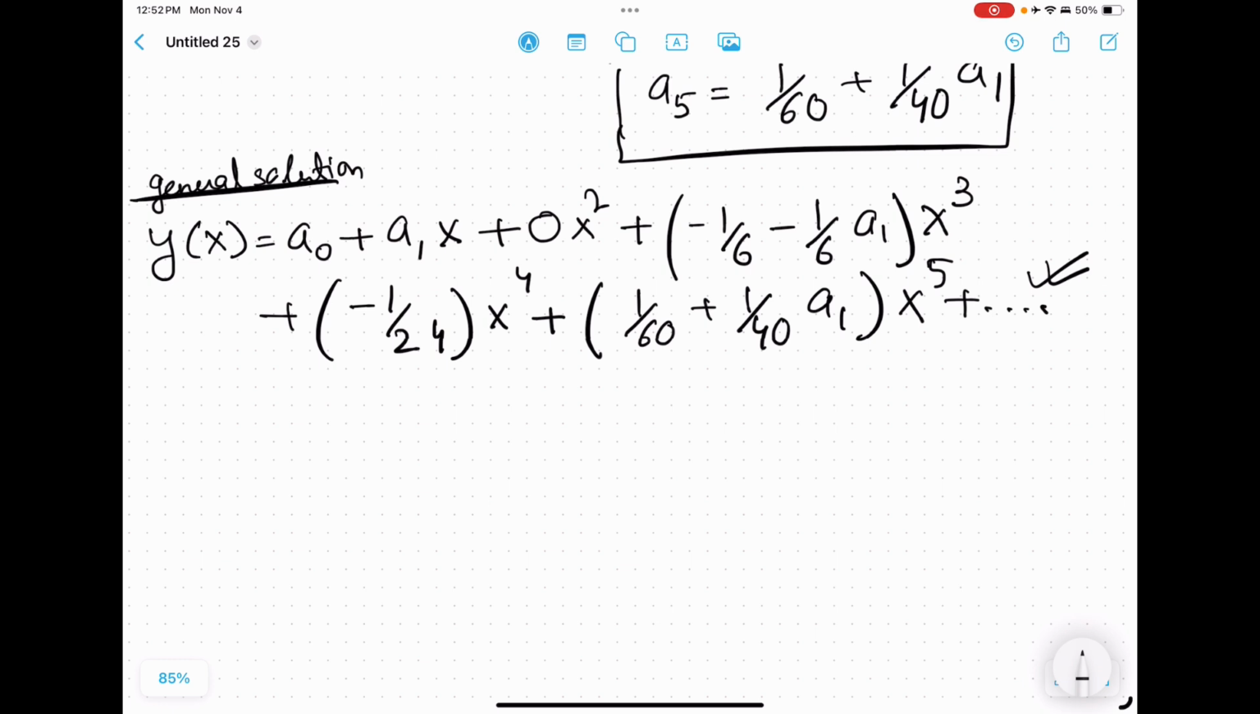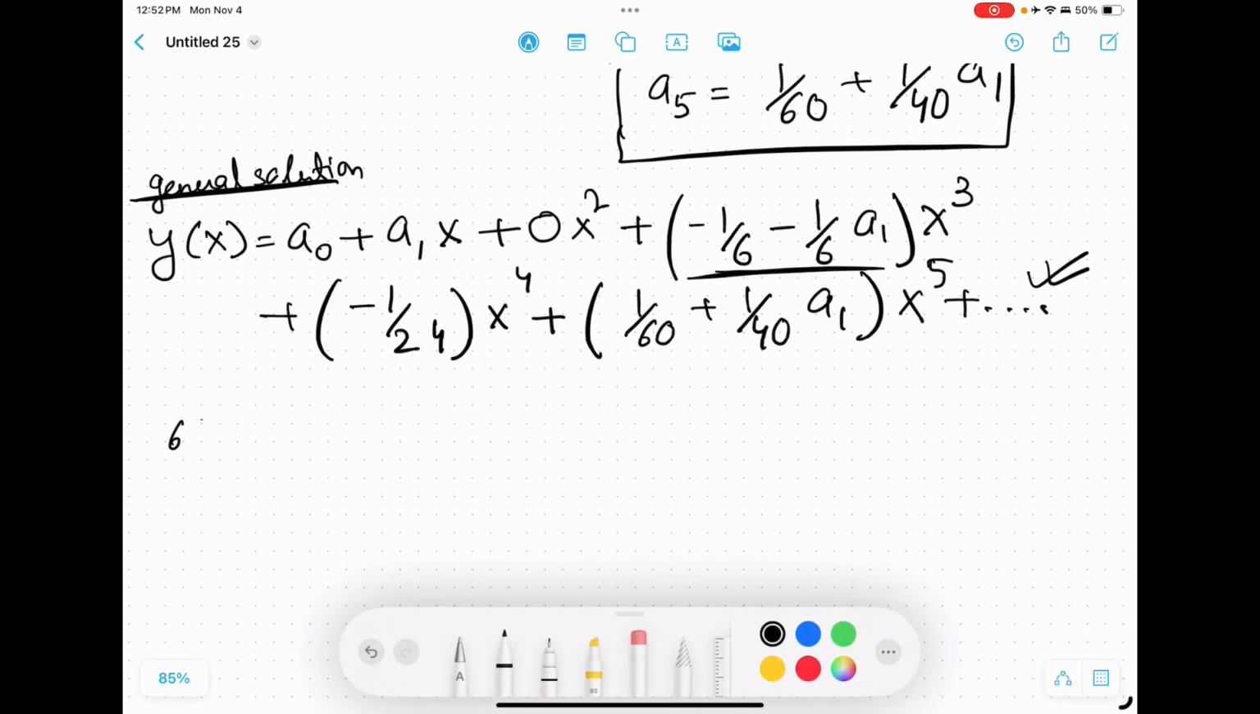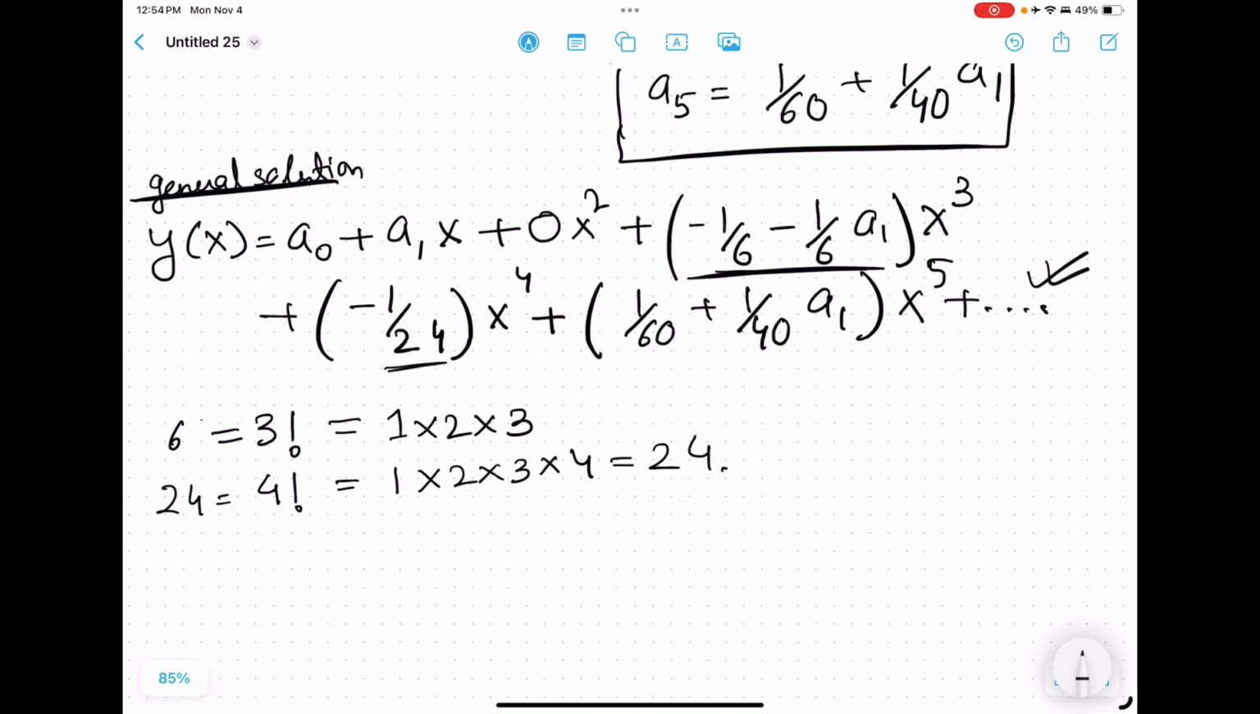Now, if you look at the 6 in this term for x cubed, this is the same thing as 3 factorial, because 3 factorial is 1 times 2 times 3, which is 6, okay? Now, if you look at 24 right here, this is basically 4 factorial, since 4 factorial is 1 times 2 times 3 times 4, which is 24, okay?